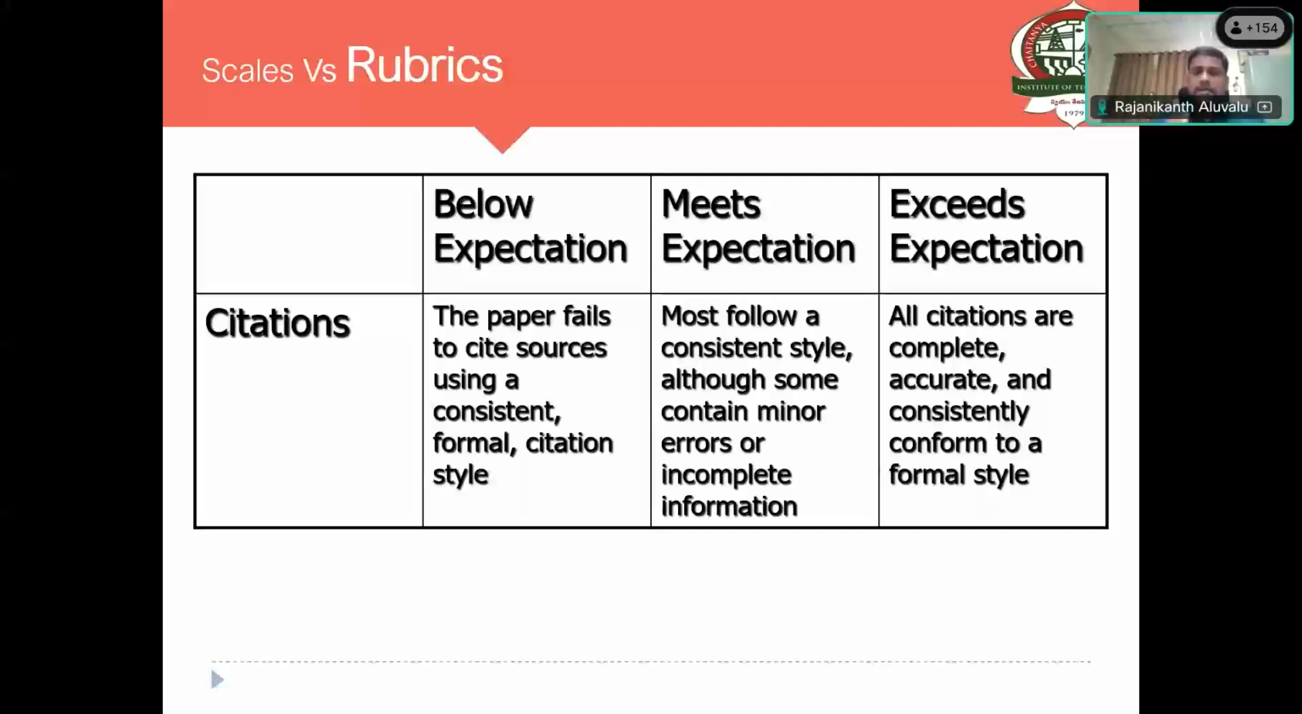So that's where some bounds have to be fixed: what exactly below expectation is, what exactly meets expectation is, what exactly exceeds expectation is. A clear definition should be mentioned. That is exactly the rubric. Hope by this you have understood the difference between scaling and rubric. In student assessment, we always need to use rubrics, not just scaling, because scaling helps people take various definitions of their choice, whereas that choice will not be there in rubrics.